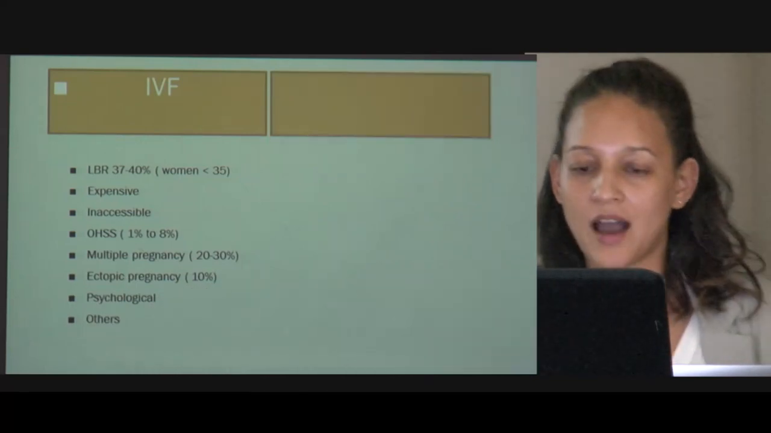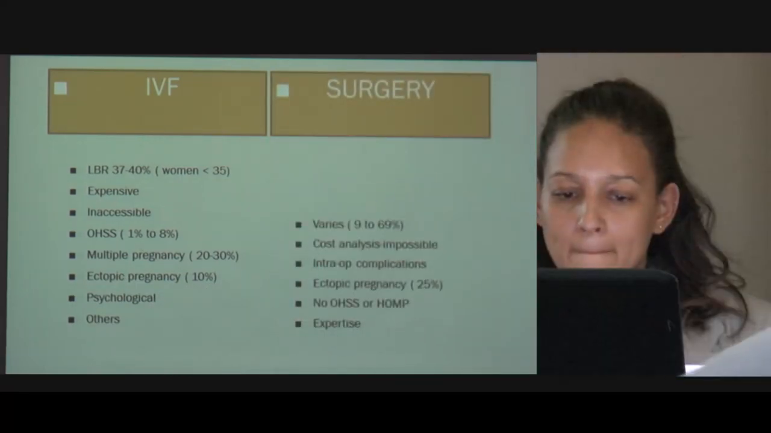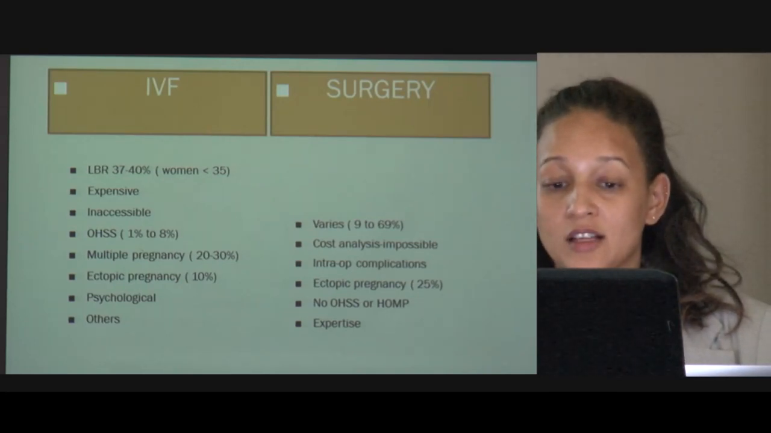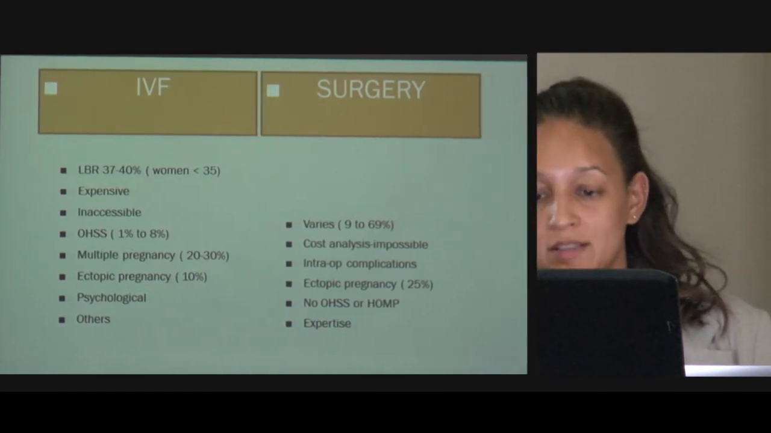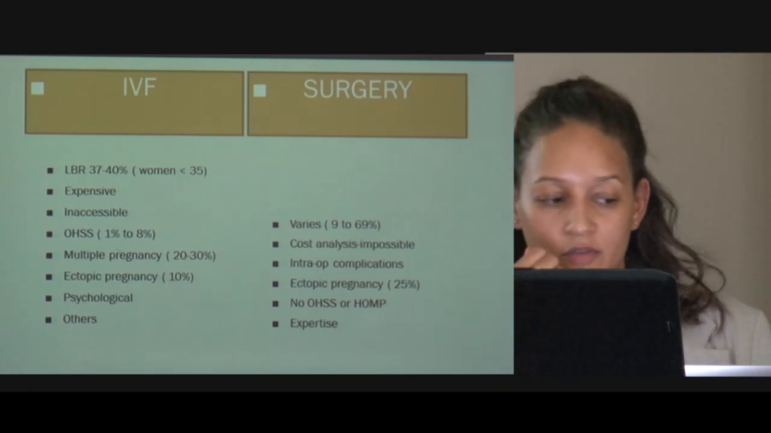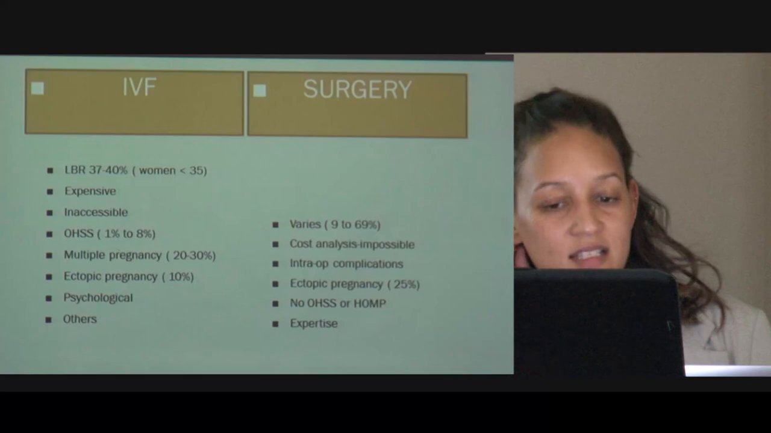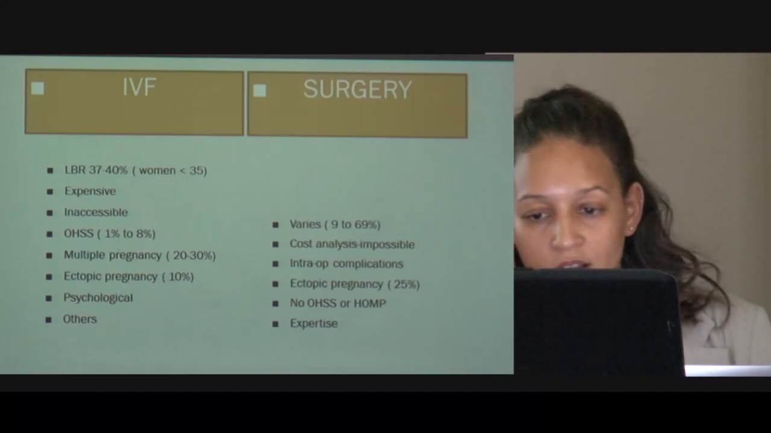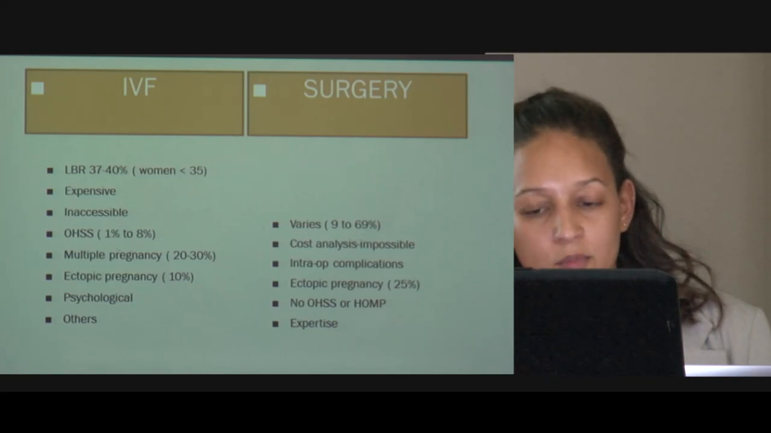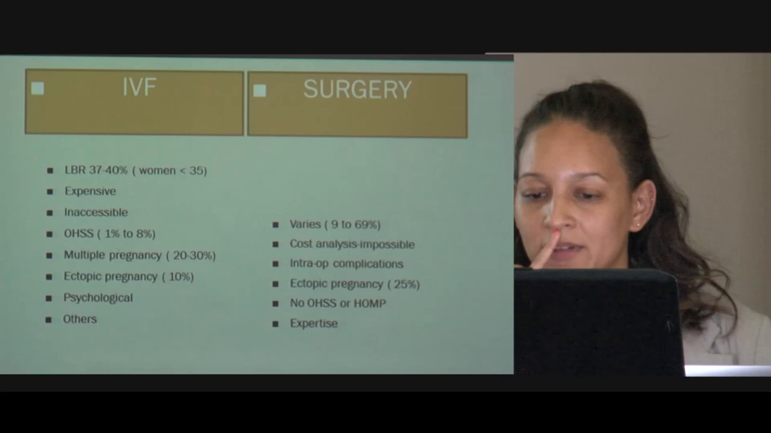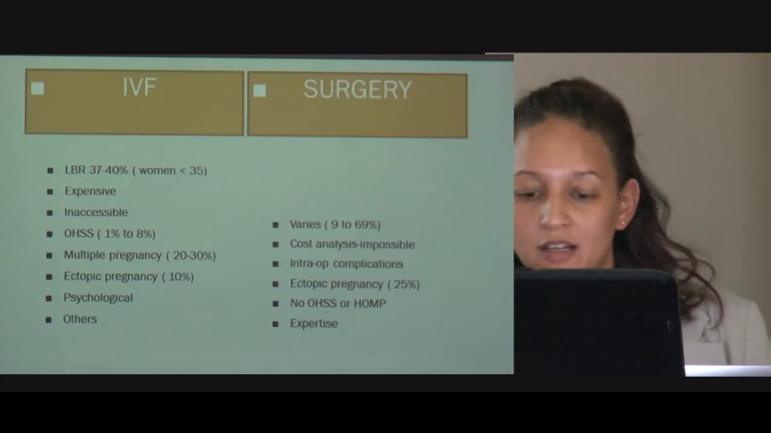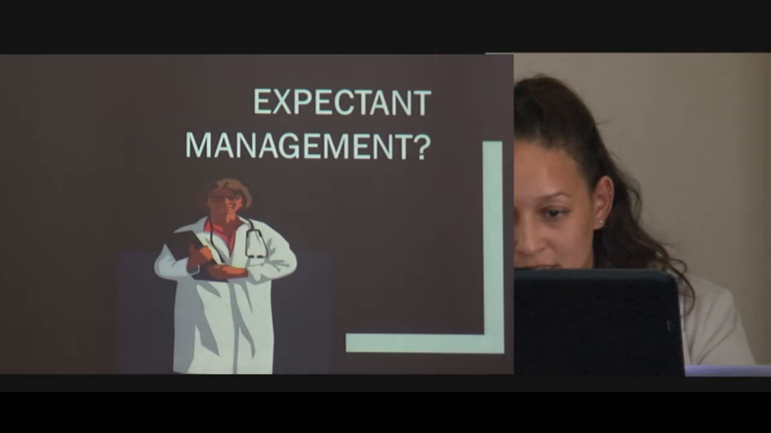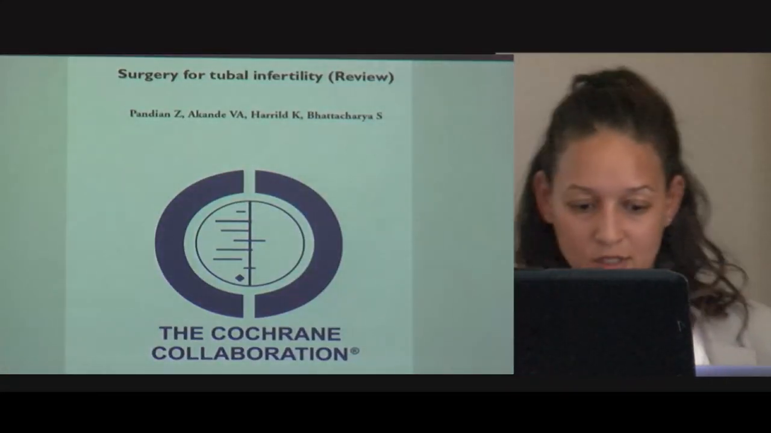This is just a table to compare IVF and surgical techniques. So IVF has a higher live birth rate, 37 to 40% in women less than 35. And with surgery, it varies. IVF is more expensive and inaccessible. You have a risk of ovarian stimulation, multiple pregnancies, ectopic pregnancy, and psychosocial issues. Whereas surgery is more cost effective, intra-op complications may occur, ectopic pregnancy is higher, but there's no risk of ovarian hyperstimulation, and it requires expertise. What is expectant management, and should we be doing that?